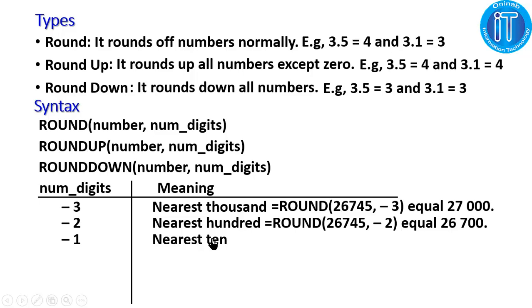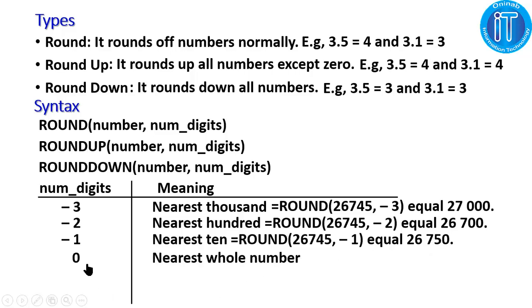Then -1 means to the nearest 10. So that if you have equal to round 26745, then -1 being the num_digit, it equals 26,750. And then also 0 means nearest whole number. So that if you have equal to round 26.248, comma 0, 0 means to the nearest whole number, it equals 26. So it has rounded this to 26 to the nearest whole number.